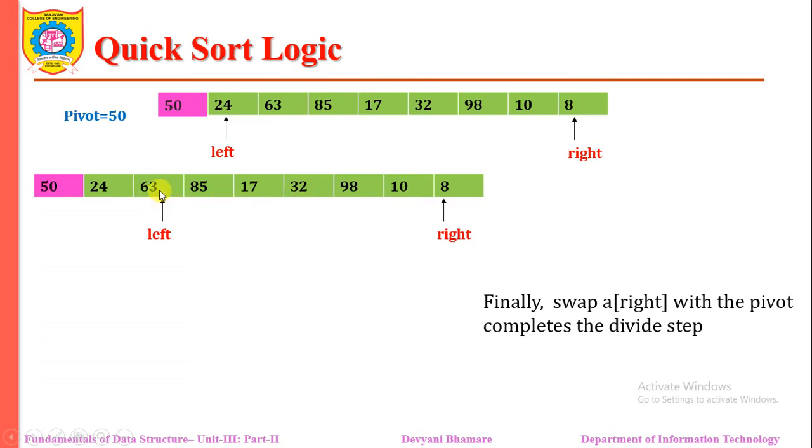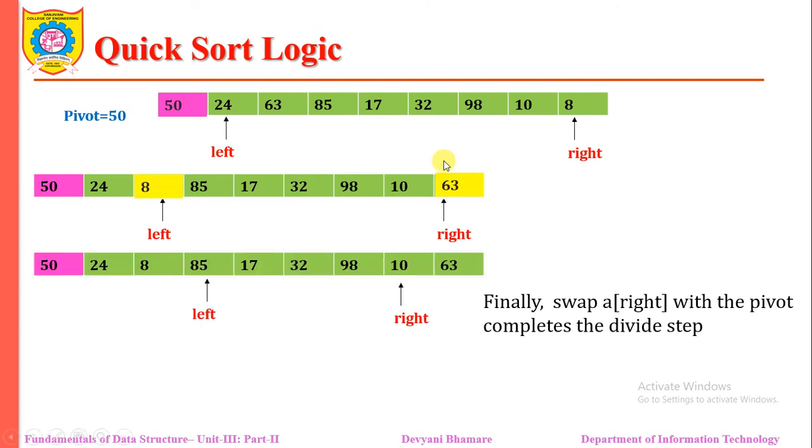Then the index of left is less than the index of right, meaning left is pointing to the second index and the right is pointing to the 8th index. So is index 2 less than index 8? Yes, then we need to swap them. Again left is increased by 1 until A of left is greater than pivot element 50, and right is decreased until A of right is less than the pivot element.